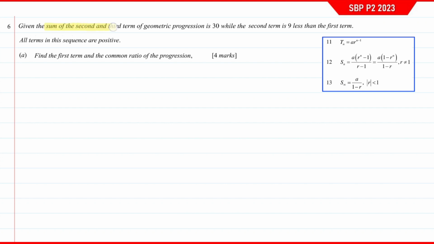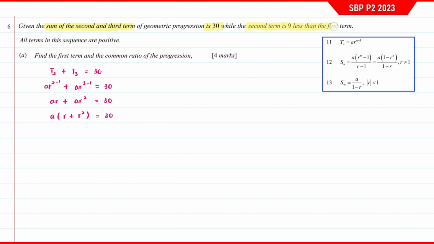First, based on this information, we can write that T2 plus T3 is equal to 30. For T2, we can substitute it as ar^(2-1) and T3 as ar^(3-1), equal to 30. So ar plus ar squared is equal to 30. Here we can factorize these two terms. I'm just going to take the a outside: a(r plus r squared) is equal to 30.